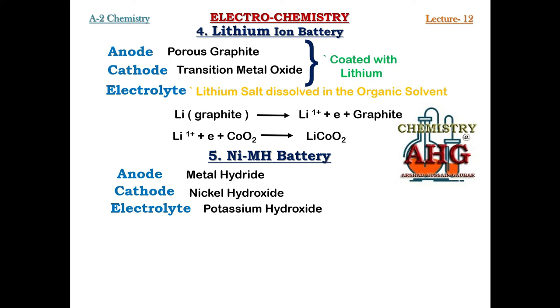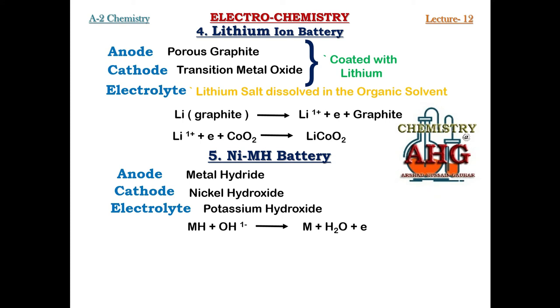So the composition of this battery is also very simple. The anode is a reactive metal hydride, the cathode is nickel hydroxide, and the electrolyte is potassium hydroxide. Now, what reaction takes place when this battery is discharging and producing electrical energy? At the anode, oxidation will take place. Which element will be oxidized? Hydrogen.